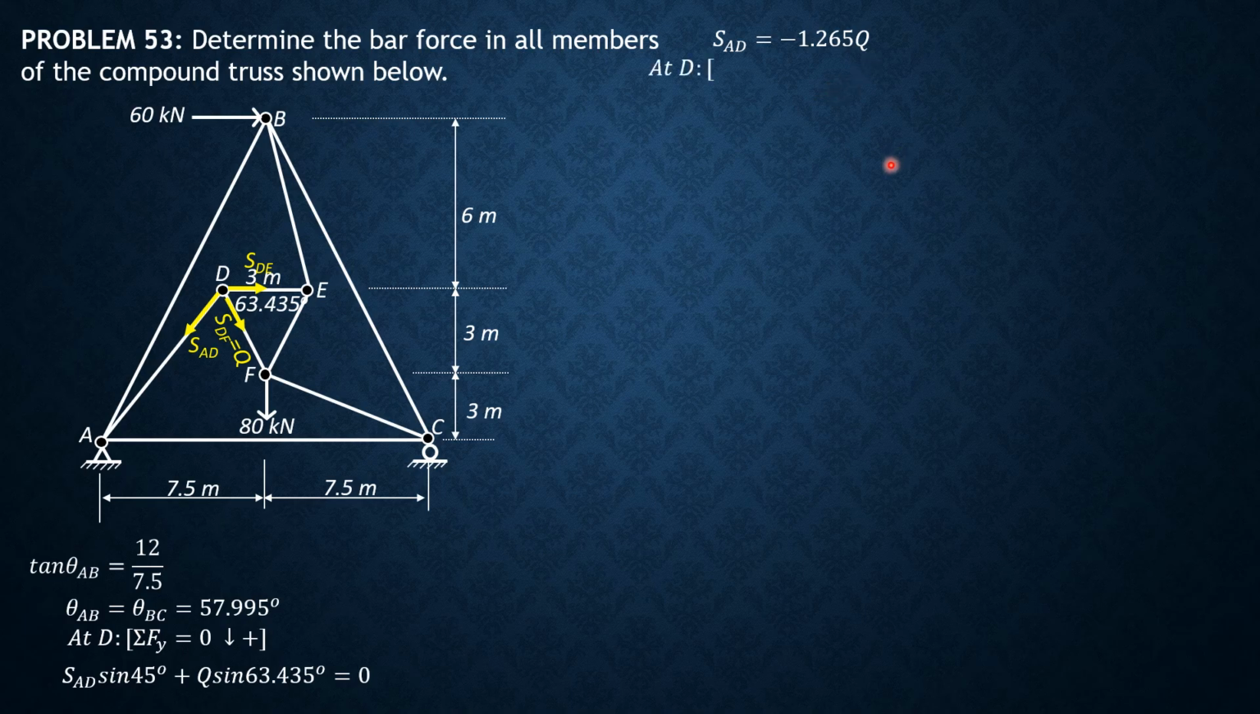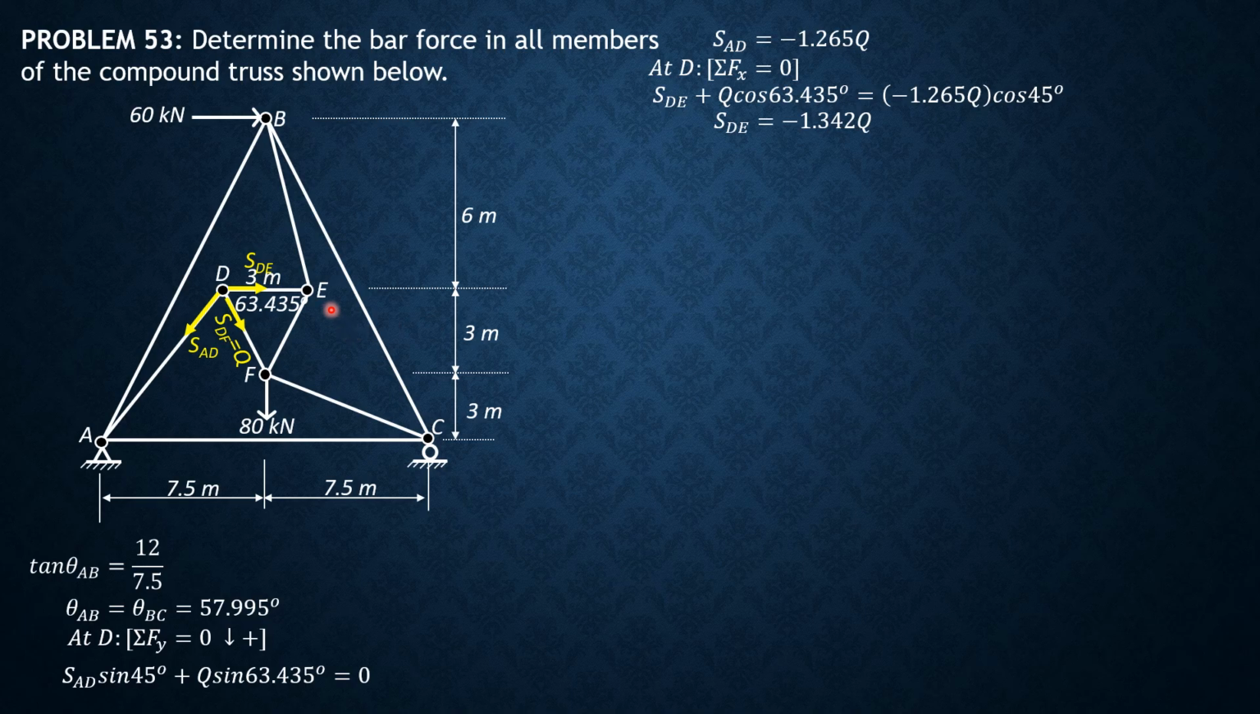Then summation forces X equals 0. So we have SDE plus Q cosine 63.45 equals SAD, which is negative 1.265 Q cosine of 45. So expressing SDE in terms of Q, negative 1.265 Q cosine 45 minus Q cosine 63.45 degrees. So we get SDE equals negative 1.342 of Q.